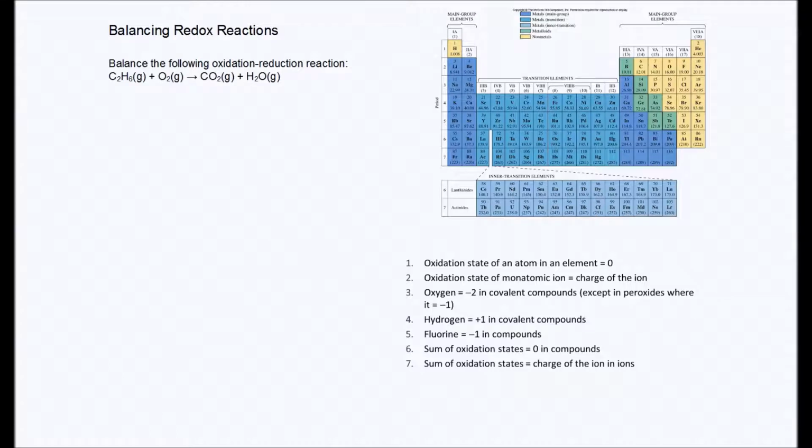In this video, we will be learning to balance redox reactions. Redox reactions, remember, are oxidation-reduction reactions. Balance the following oxidation-reduction reaction: Co3+ aqueous plus nickel solid forms Co2+ aqueous and Ni2+ aqueous.